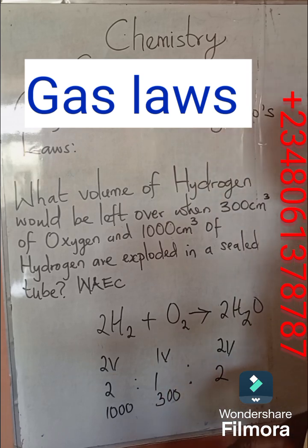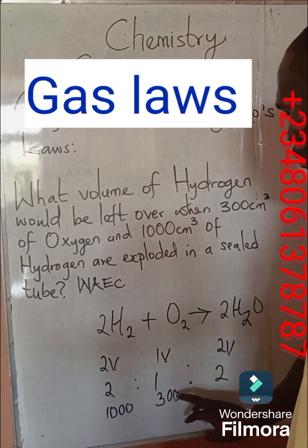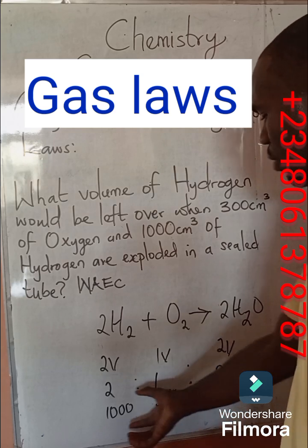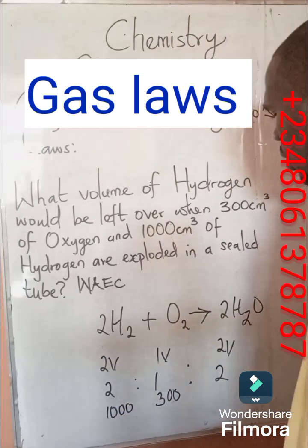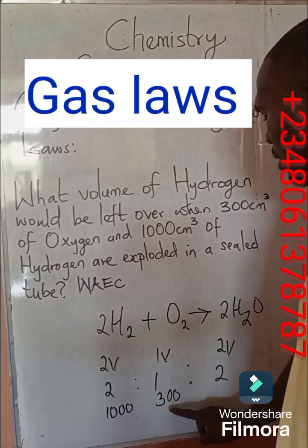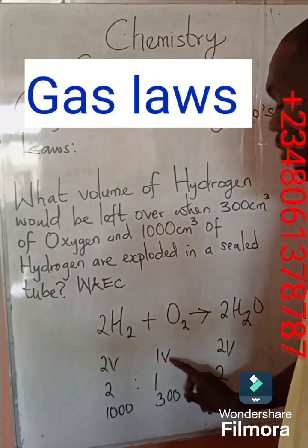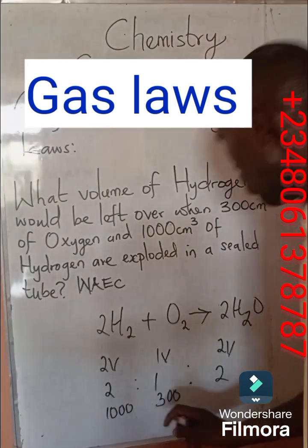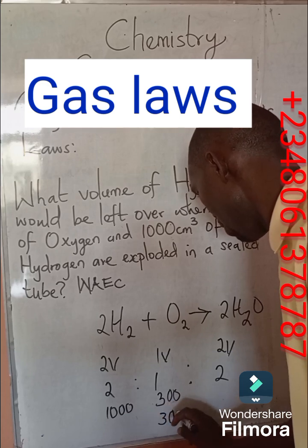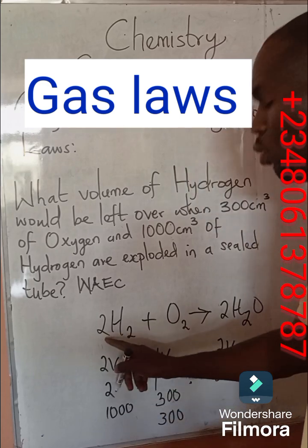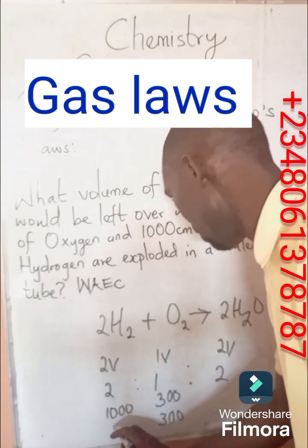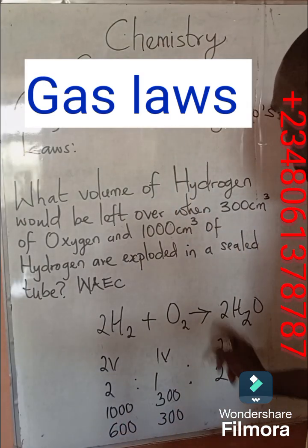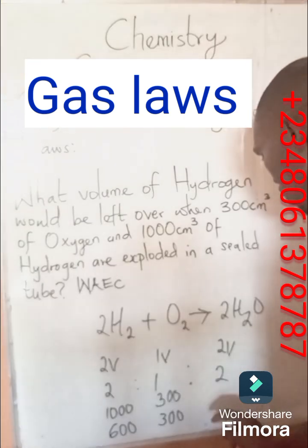Now you agree with me that the number of oxygen that we have here is smaller than that of the hydrogen. So if we divide this oxygen by 1, which is the number of mole of oxygen here, or 1 volume, we are still going to have 300. Isn't it? 300 times 2 molecules of hydrogen gas will give us 600. Then 300 times 2 of this molecule of water, we still have 600.